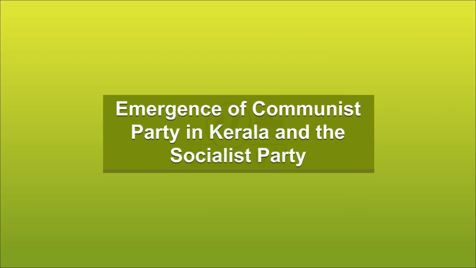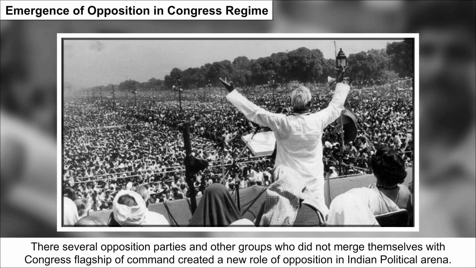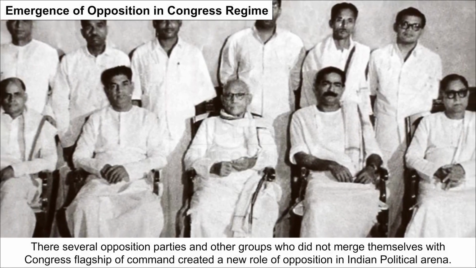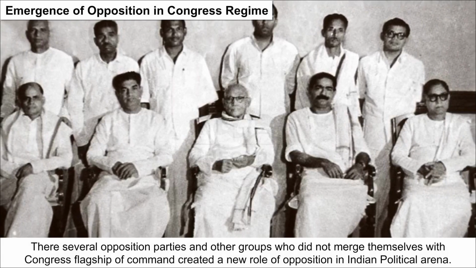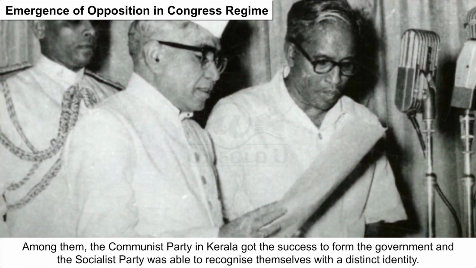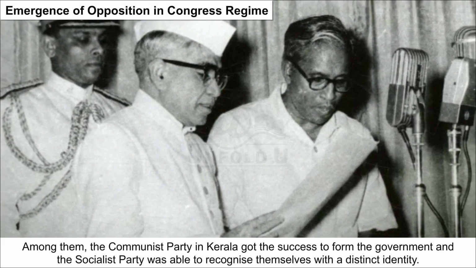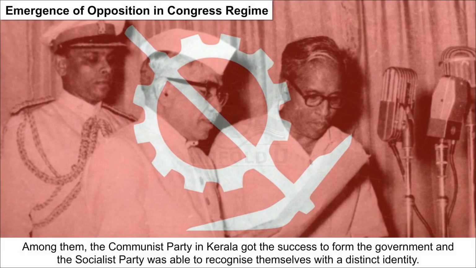Emergence of the Communist Party in Kerala and the Socialist Party. Emergence of opposition in the Congress regime. There were several opposition parties and other groups who did not merge themselves with the Congress flagship of command, and created a new role of opposition in the Indian political arena. Among them, the Communist Party in Kerala succeeded in forming the government, and the Socialist Party was able to recognize itself with a distinct identity.